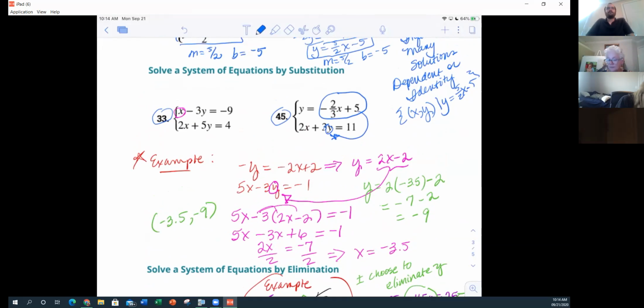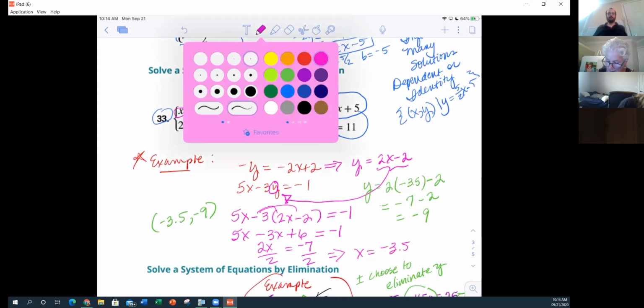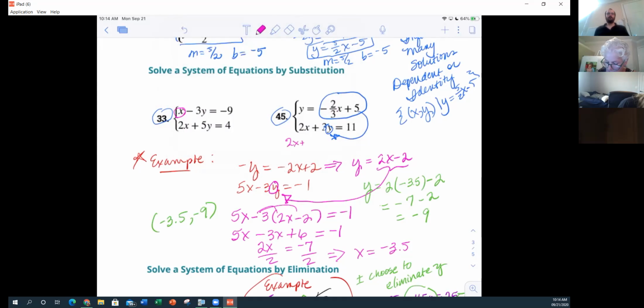Yeah, I got no solution. You got no solution on this one? Mhm. Okay, so let's just see if that's true. I'm glad you did that. So if we said 2x plus 3 times (-2/3 x plus 5) equals 11, then that would give us 2x minus 2x plus 15 equals 11. And that would give us 15 equals 11. Yep. So that means there is no solution.